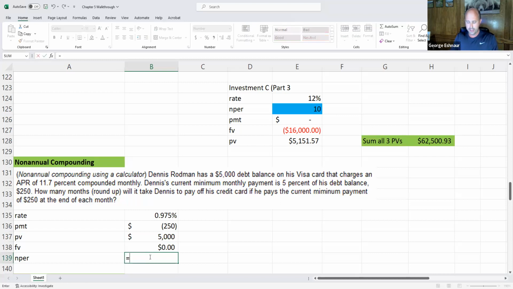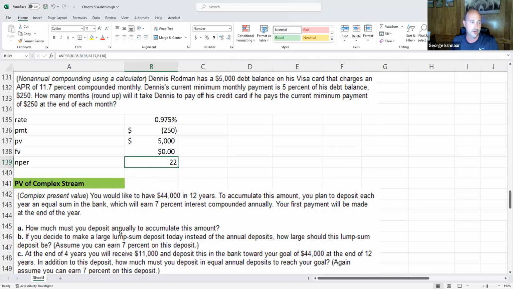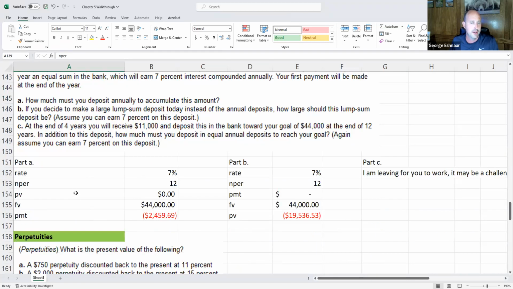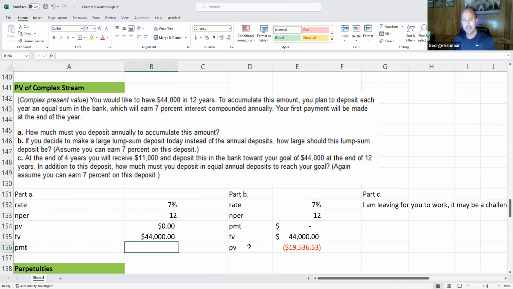So we can figure out the number of periods by using the NPER formula. Take our rate, our payment, our present value, and our future value. And we see that it takes 22 months for old Rodman to pay off the credit card. So that's how to use NPER. We've covered how to find rate, present value, future value, and number of periods. Now we're going to look at how to find the payment.